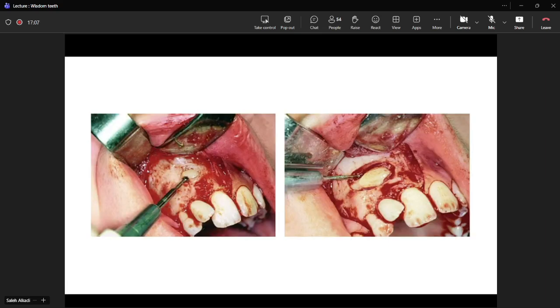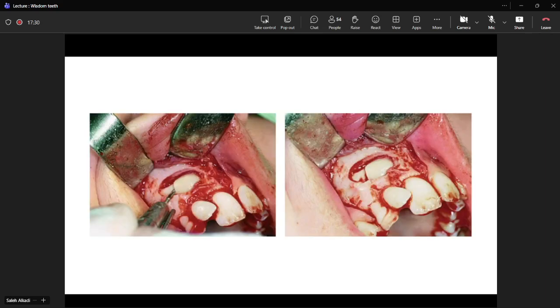So the surgeon started removing bone to expose the tooth, or at least the crown and part of the root below the cemento-enamel junction. Once you have enough exposure, you start mobilizing the tooth. If it's mobile, then that's fine. You don't need to do any sectioning. If it's not mobile, you need to section the crown off.